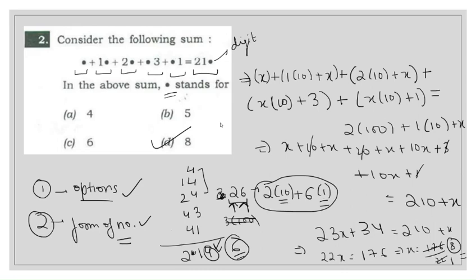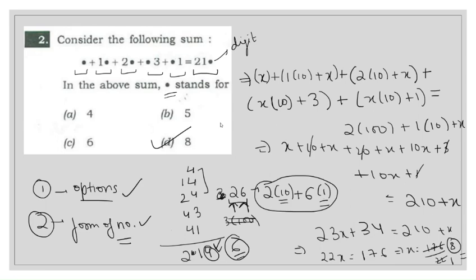For example, we can assume this dot to be x. So we'll write x, then this number shows 10 into 1 plus x. Then this number shows 2 into 10, sorry, 2 into 10 plus x. Then the third number that we have is 10x plus 3, plus 10x plus 1, will be equal to this particular number, that is 200 plus 10 plus x. So this is the whole procedure. After solving this equation we can get the answer.